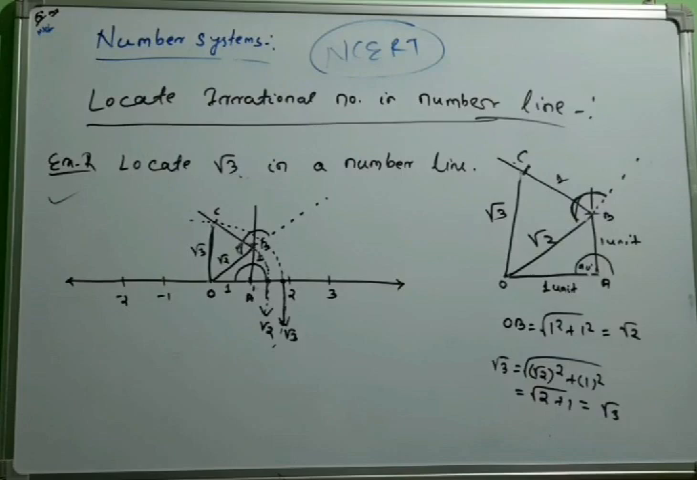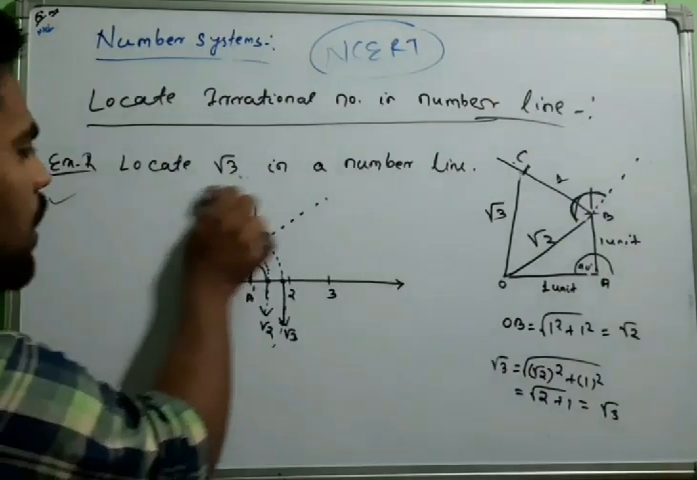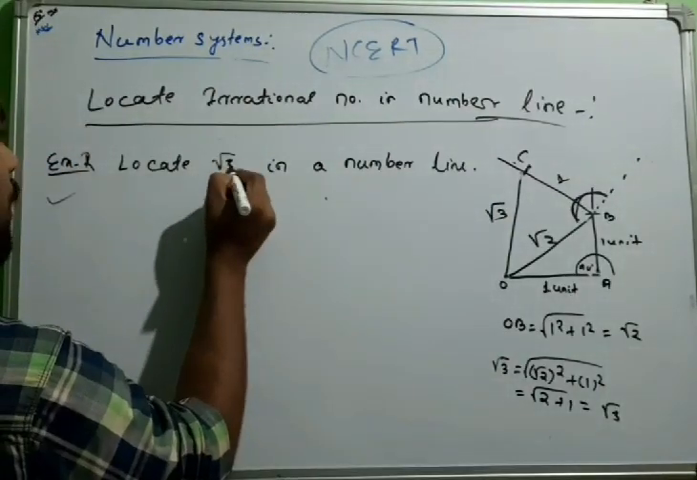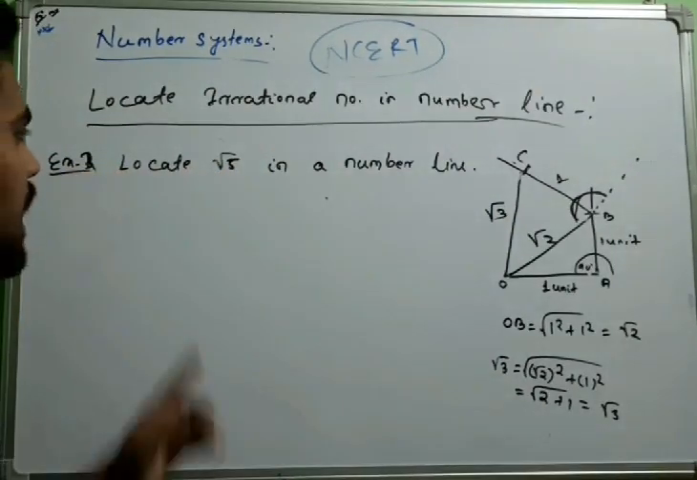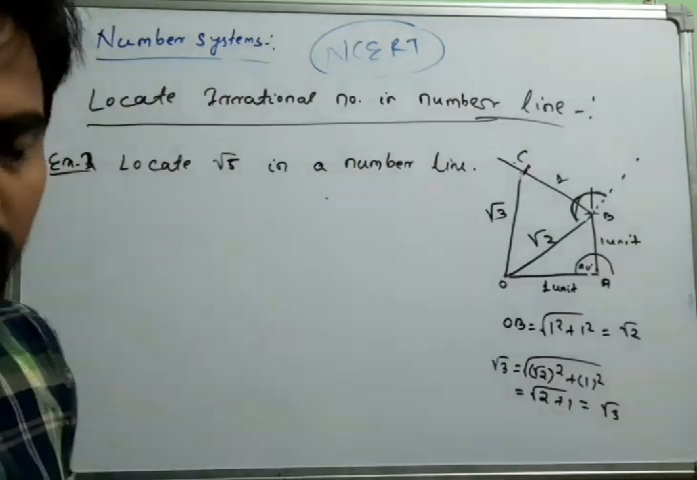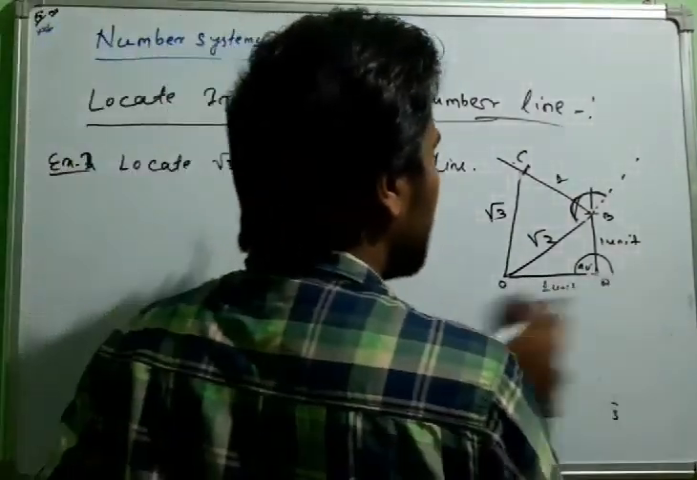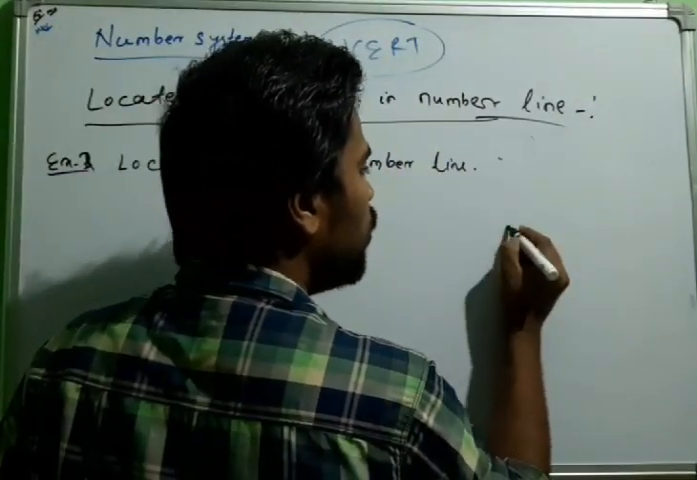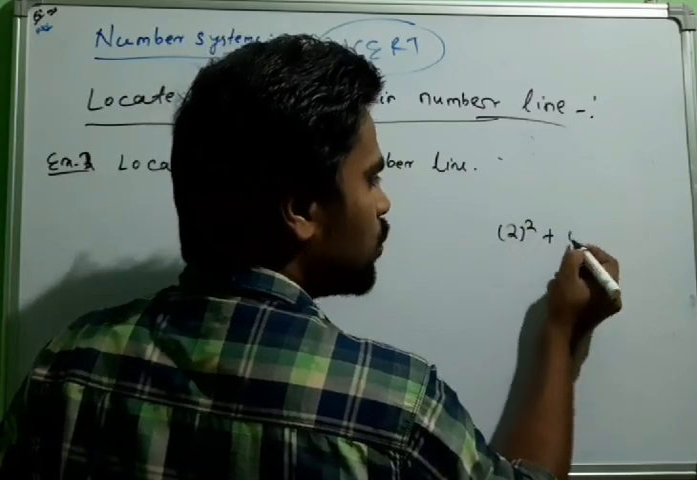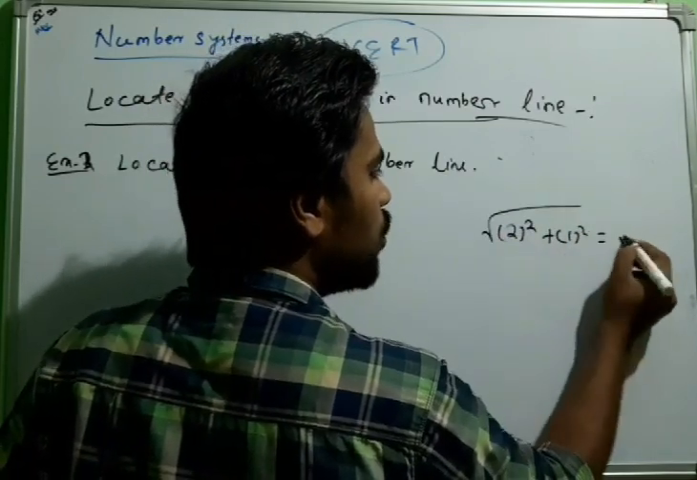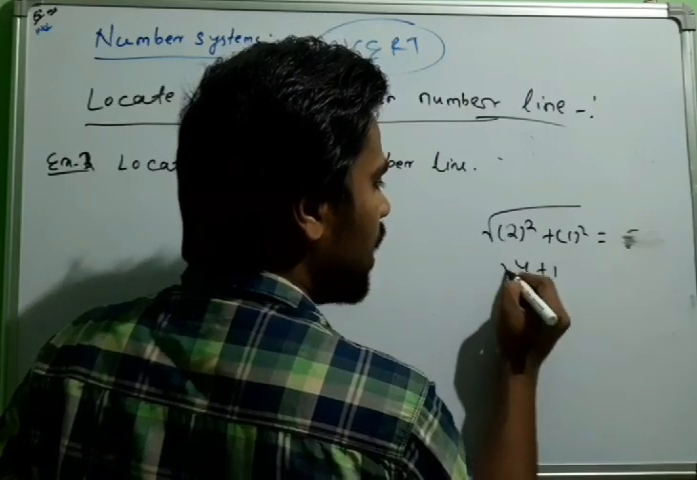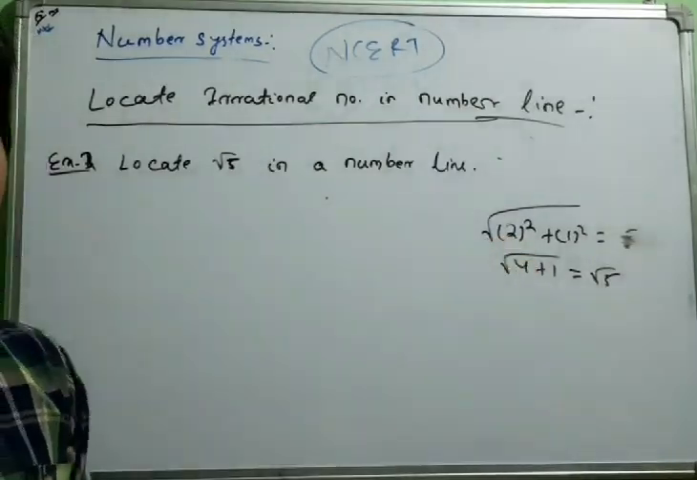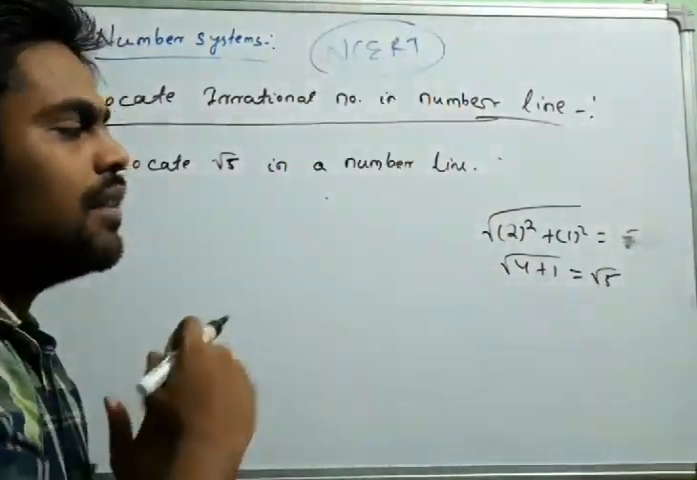Clear or not? Now I will locate root 5 on the number line. His question is asking for root 5, example number 3: locate root 5 on a number line. Just see. Tell me how root 5 comes. Root 5 is the square root of 2 squared plus 1 squared, because 2 squared is 4, plus 1 is 5. So I will take a point on the number line at 2 units, then 1 unit, to make root 5.